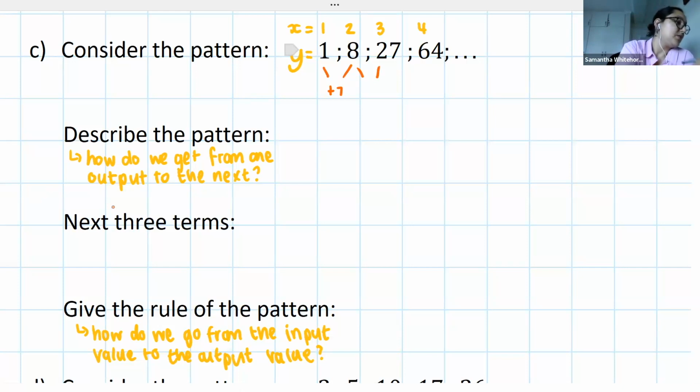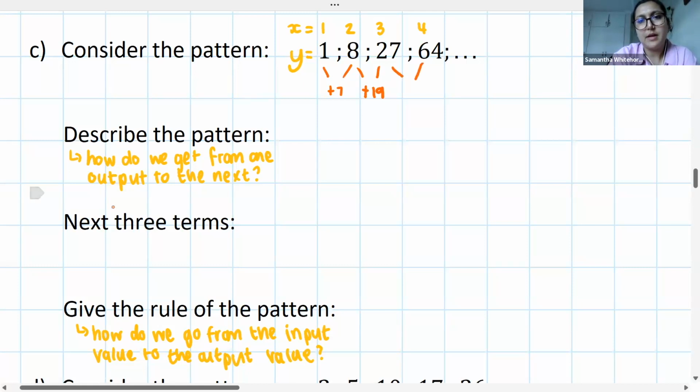In order for me to get 27, I have to add 19. Okay, so I'm definitely not adding the same thing. In order for me to go from 27 to 64, I have to now add 37. Okay, so definitely not adding the same things. Now I feel a little bit stuck, but okay, let's see.